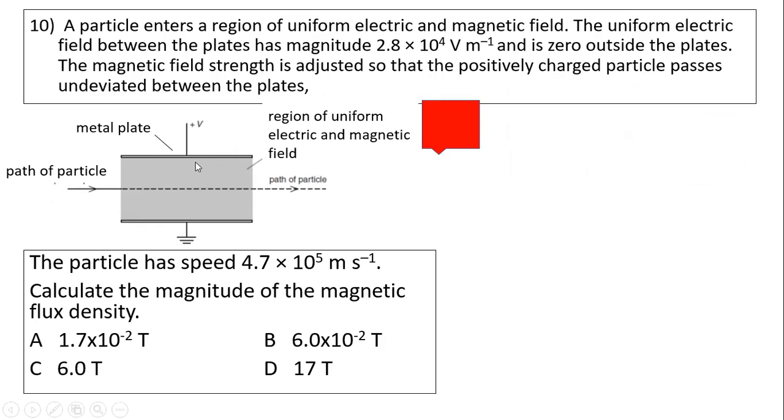The uniform electric field between the plates is given, with its strength and direction, and is zero outside the plates. The magnetic field strength is adjusted so that the positively charged particle passes undeviated, goes through. So this is a velocity selector. The particle has a speed of that. Calculate the magnitude of the magnetic flux density.